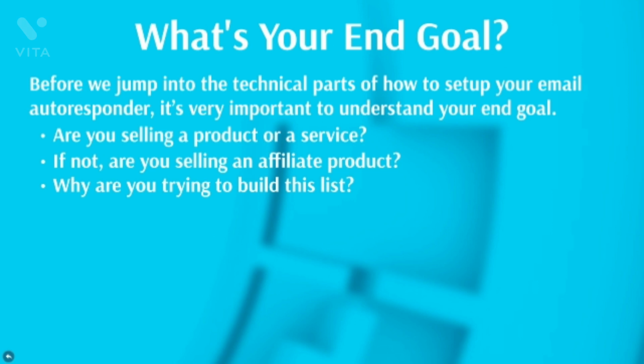So if you're selling a product or service right now at this very moment, then write that down. If you're not, and you're selling an affiliate product right this moment, then jot that down. All right. The third question I want to ask you is, why are you trying to build this list?